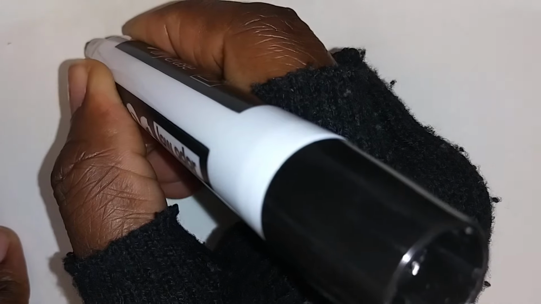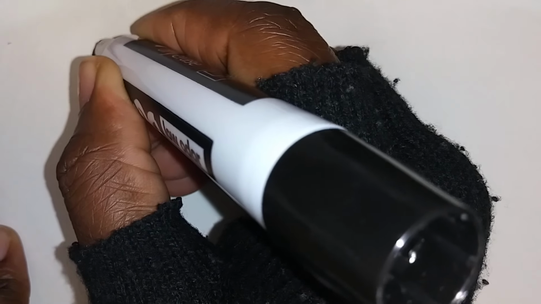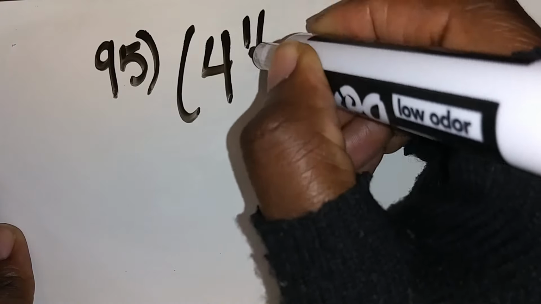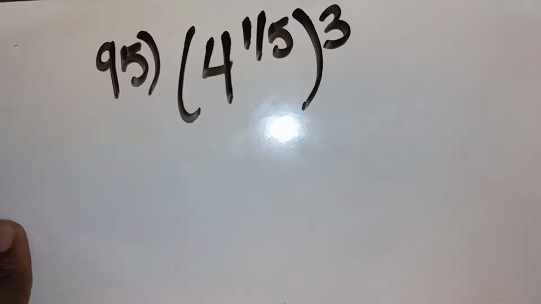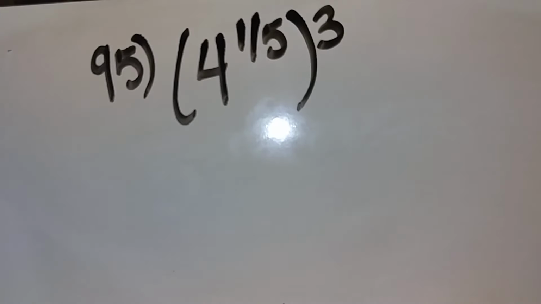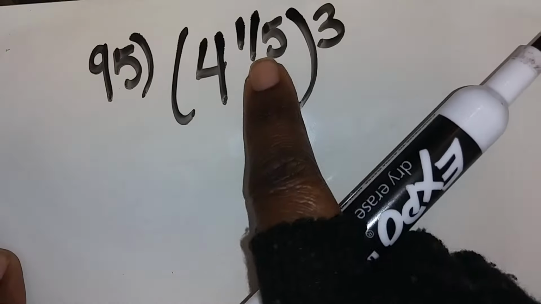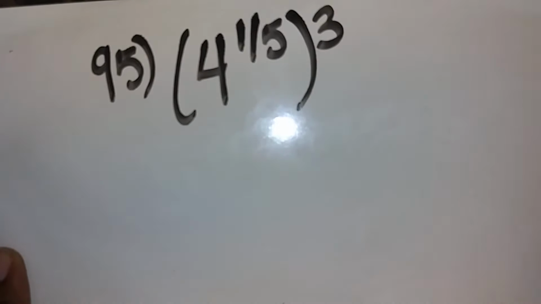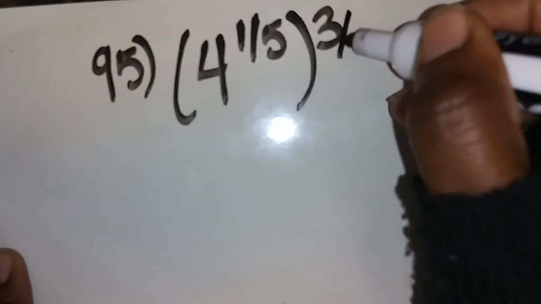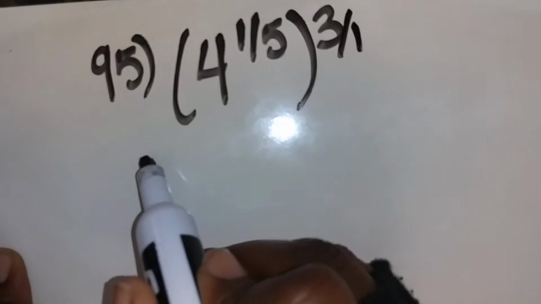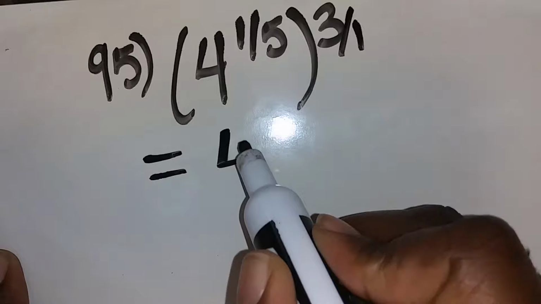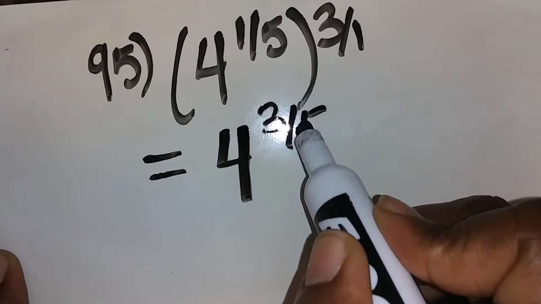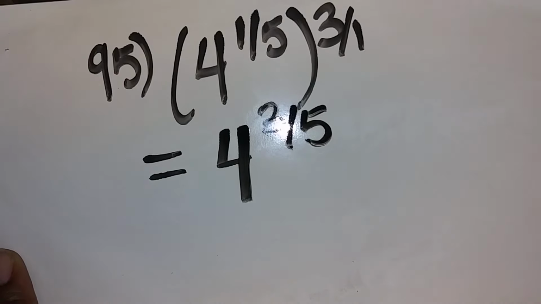Number 95. I have 4 to the 1/5 raised to the third power. Again, we know that when a power is raised to a power, we multiply the powers. That 3 is understood to be in the numerator. If you need to, put it over 1. That way you can see how to multiply it. Multiply straight across. I have my base 4. 1 times 3 is 3. 5 times 1 is 5. So my answer is 4 to the 3/5 power.